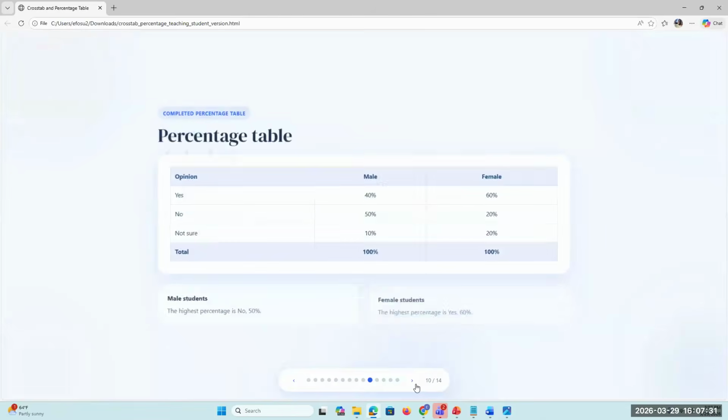Then I've stated the sample size, right? Then I come to the table that a total of 20 students were studied. Among male students, 50% said no, 40% said yes, and 10% were not sure. Whilst among females, 60% said yes, 20% said no, and 20% were not sure. This suggests that opinion on online classes differ among genders, or differ between males and females, depending on how you want to put your sentence. That is how you present it.